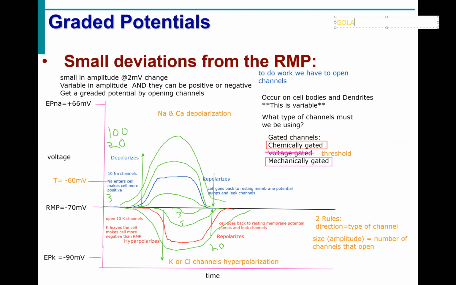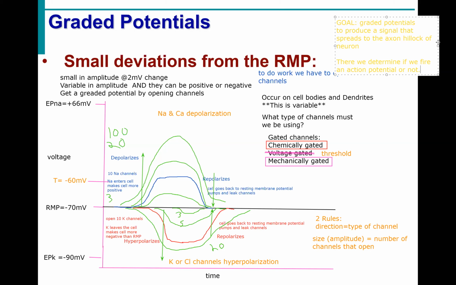Our goal, oops, I spelled goal correctly, of our graded potentials is to produce a signal that spreads to the axon hillock of the neuron, and there we determine if we fire an action potential or not, right? And that is really the key to this. These are our decision making.